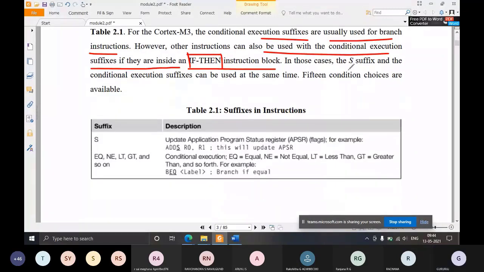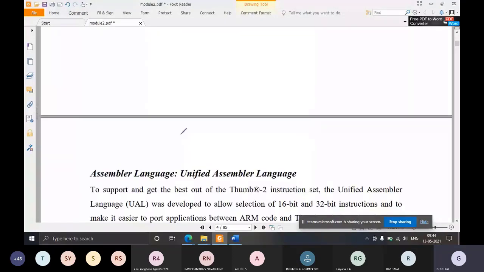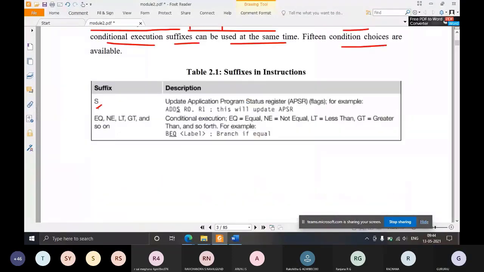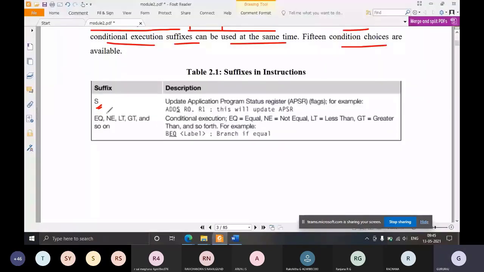In most cases, the S suffix and the conditional execution suffixes can be used at the same time. So 15 conditional choices are available. Which are those suffixes? Let's see. One suffix is S. After the instruction ADD, I can insert the suffix S, and then this will become ADDS R0, R1. So what do you mean by ADDS? And what will happen if you don't add this suffix? What is the use of S here?